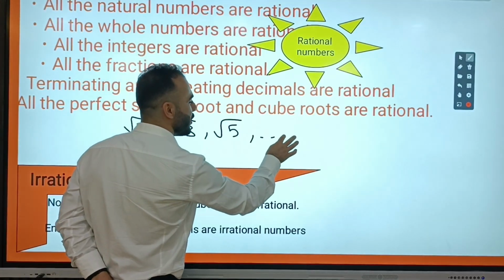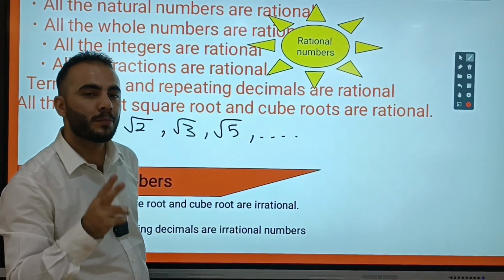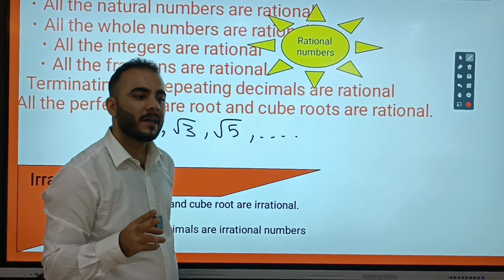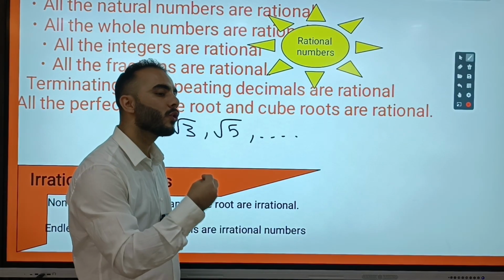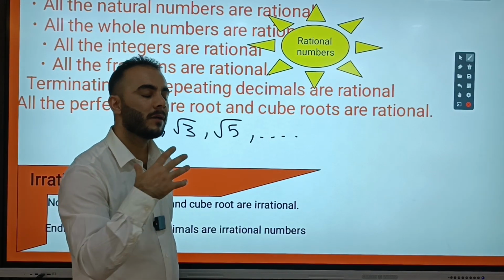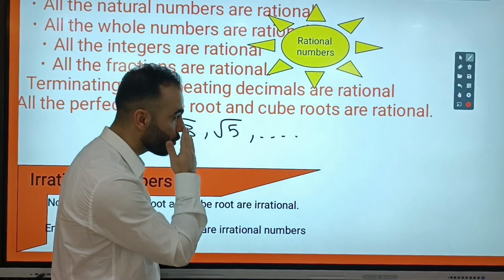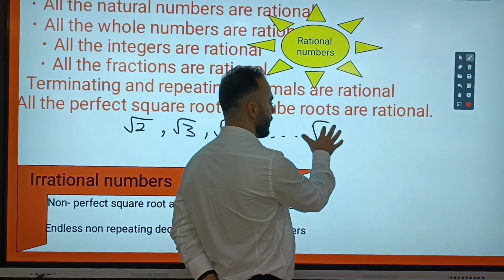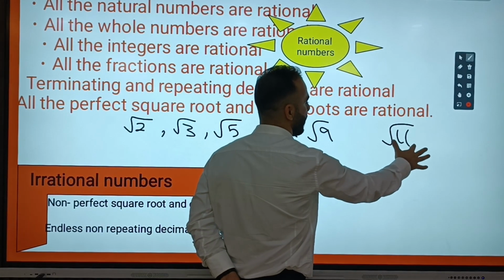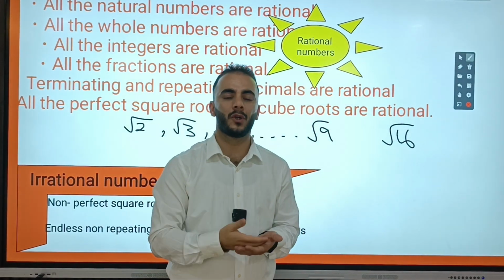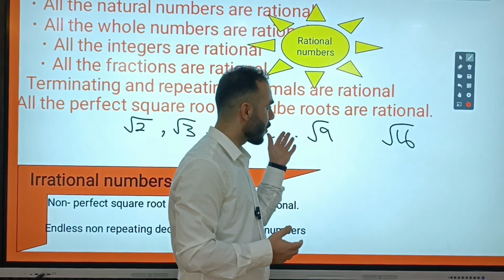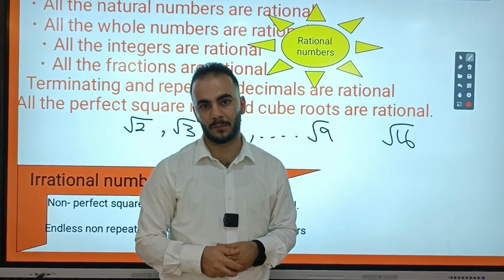So it goes on. Between any two perfect square roots, there will be some other numbers, so the square roots of them are going to be all irrational numbers. For example, between square root of 9 and square root of 16, there are square root of 10, square root of 11, square root of 12, 13, 14, and 15. They are all irrational numbers.